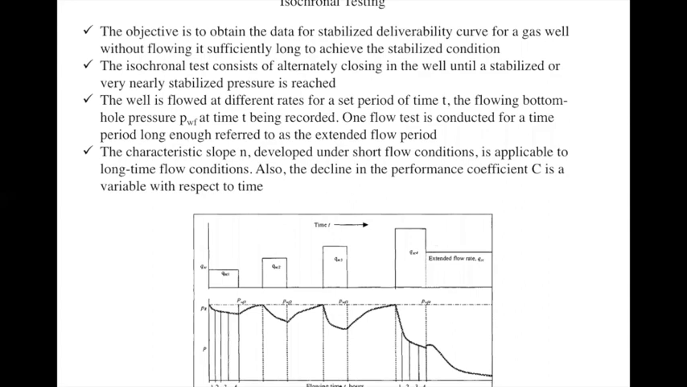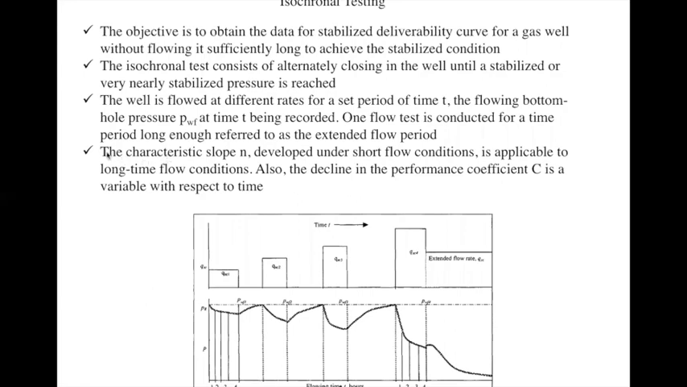So we are not bothering about stabilized pressure in the previous flow rates, but once you have the last flow rate, you have to flow the well for a long period of time so that you will be able to get the stabilized pressure, particularly for the last point. So this will save your time, right? However, the pressure reached in each flow rate must be near to the stabilized pressure.